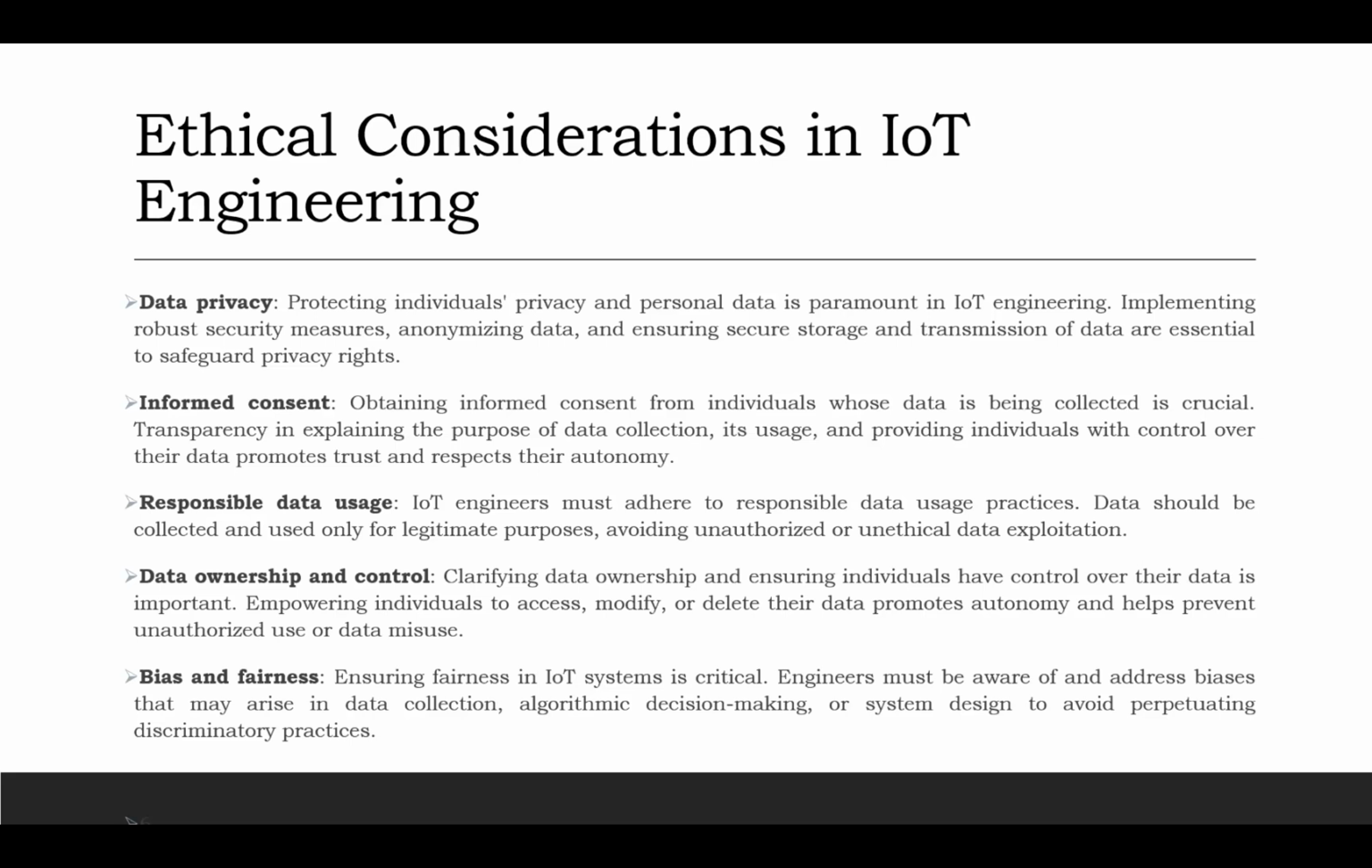IoT engineers must adhere to responsible data usage practices, and clarifying data ownership and ensuring individuals have control over data is important. Ensuring fairness in IoT systems is critical, and engineers must be aware of and address biases that may arise in data collection, algorithmic decision making, or system design to avoid perpetuating discriminatory practices.